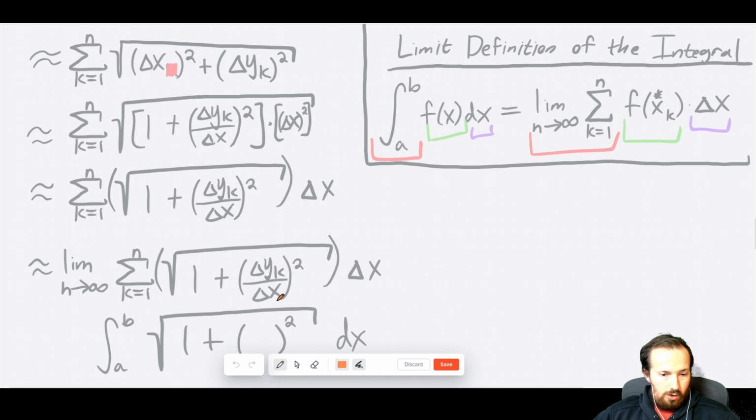The question, though, and this is something we haven't really seen before, is this: what do we do with this? This is delta y k over delta x. It's not exactly clear what to do with that in the limit as n goes to infinity. So that's the question. What do we do with this?